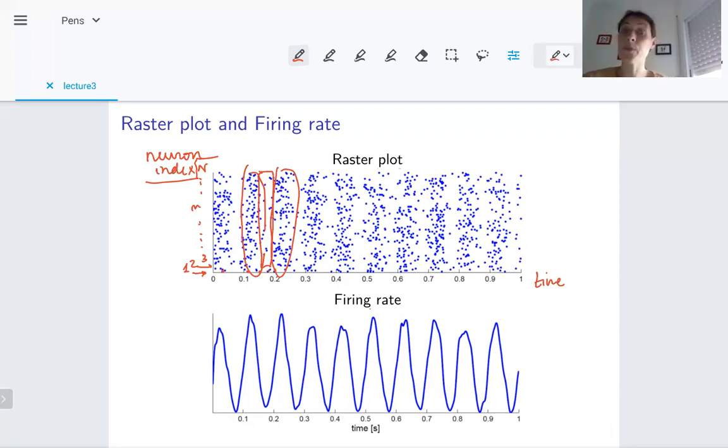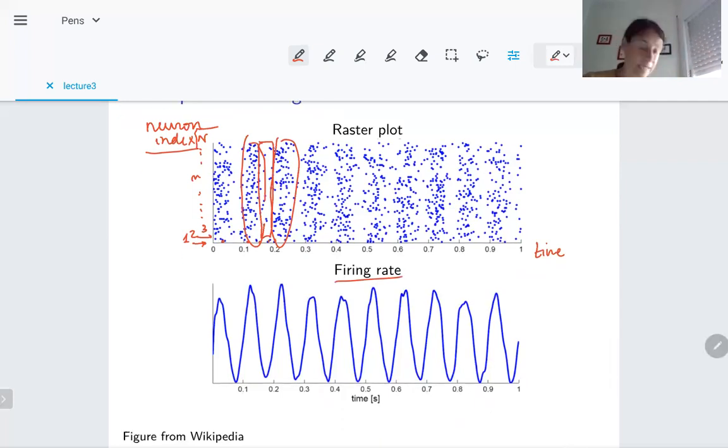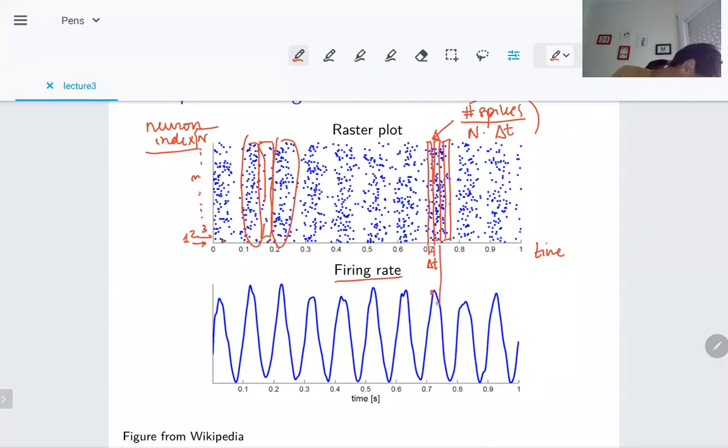How do we compute this? Well, what we compute is called the firing rate of the network. What is the firing rate of the network? Basically, it takes a time bin, delta t, and in this time bin, it counts how many spikes there are. This is then divided by N, the total number of neurons, and by delta t. We do this for different time bins, compute this value, and plot it in this function down here.